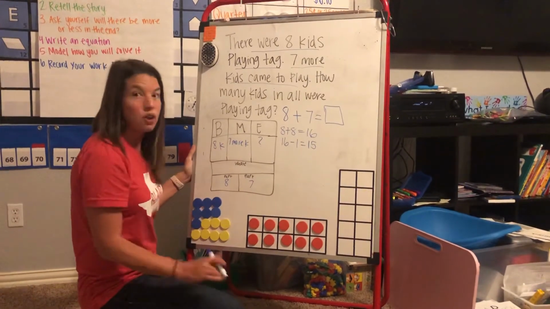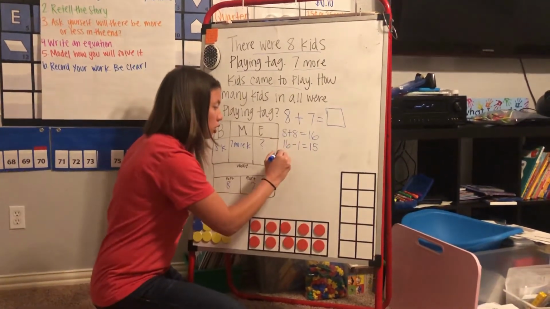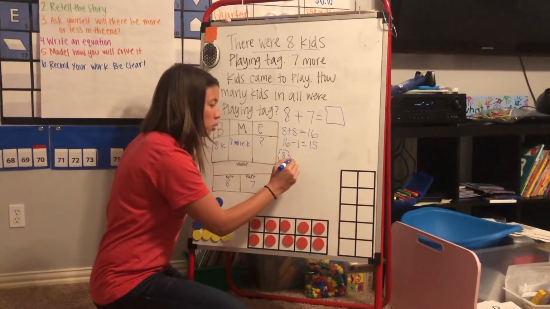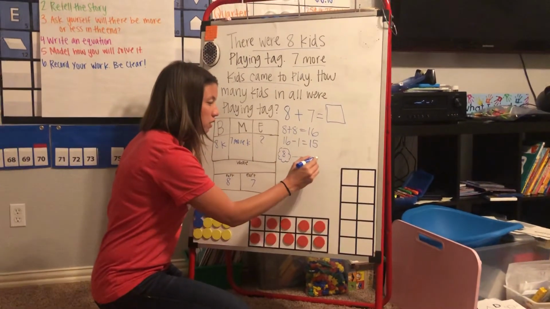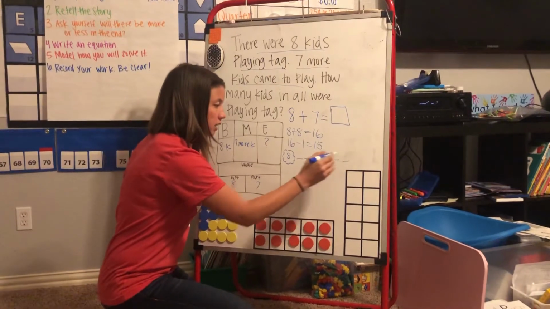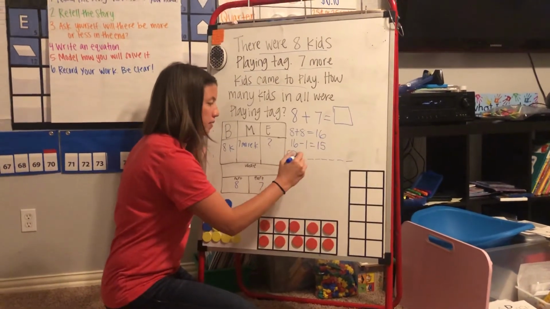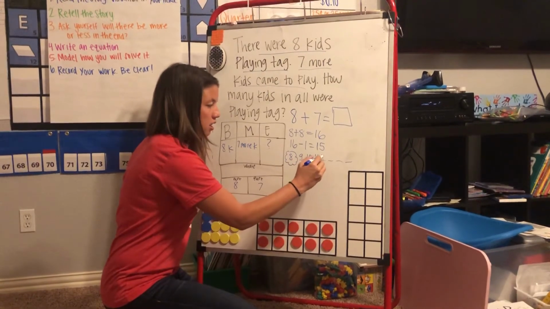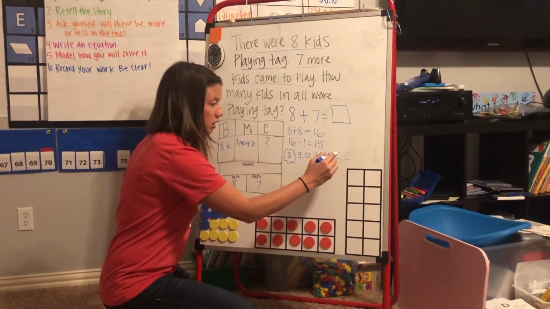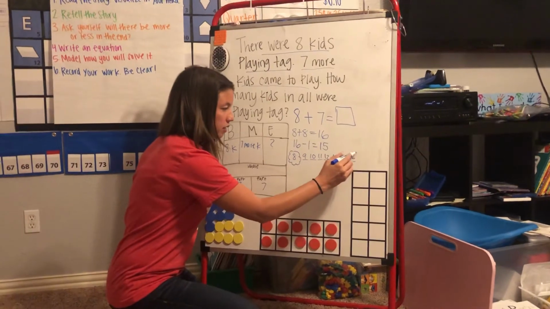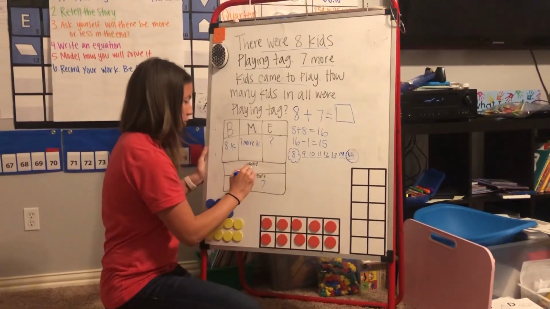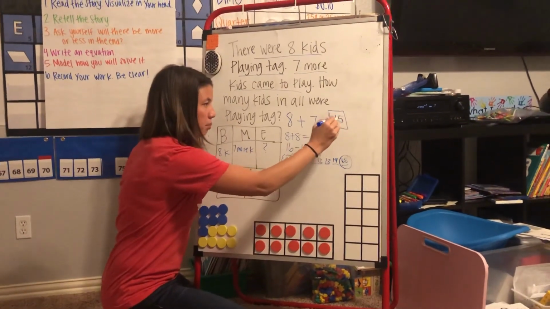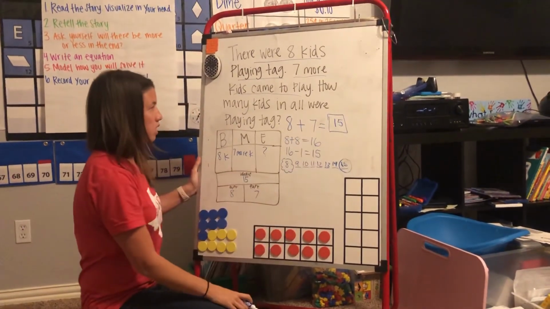We can also count on. So if we count on, we're going to hold on to the biggest number, which is 8, and we're going to count on 7 more. 1, 2, 3, 4, 5, 6, 7. So count on with me. 9, 10, 11, 12, 13, 14, 15. So now we've finished filling out our part whole mat. There's 15. 8 plus 7 equals 15.